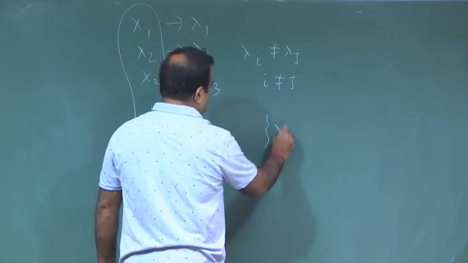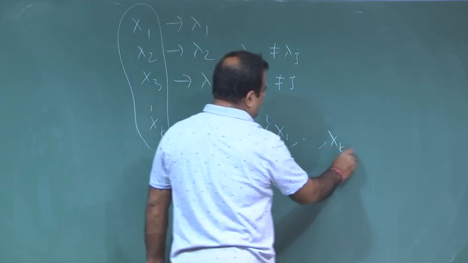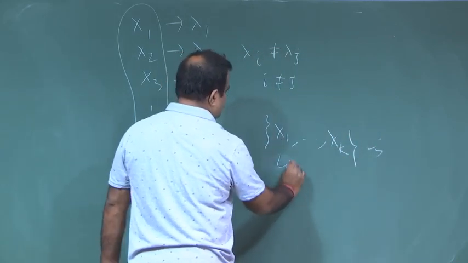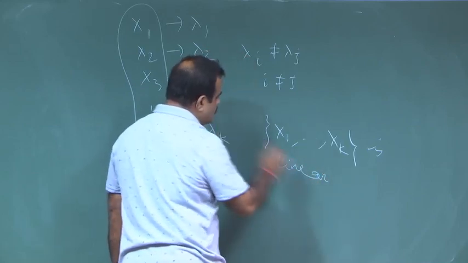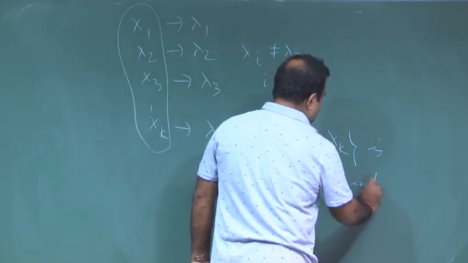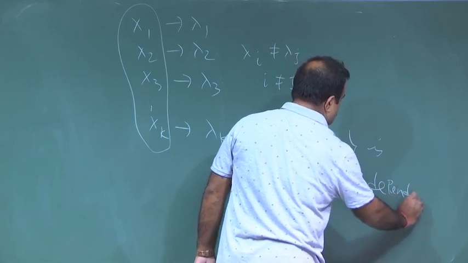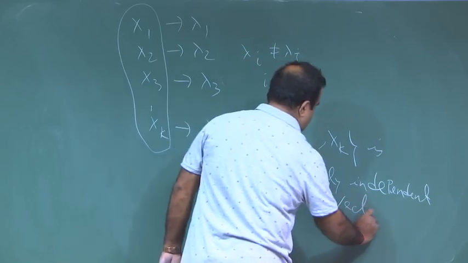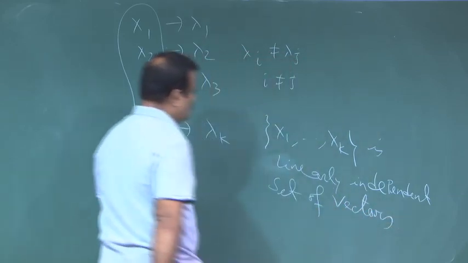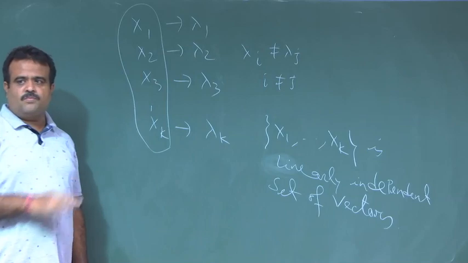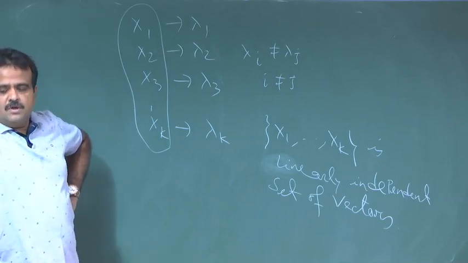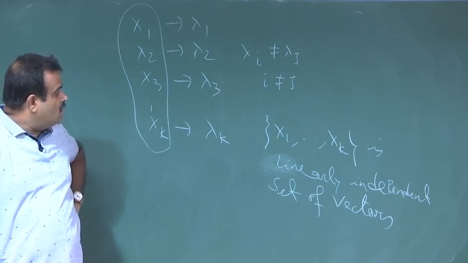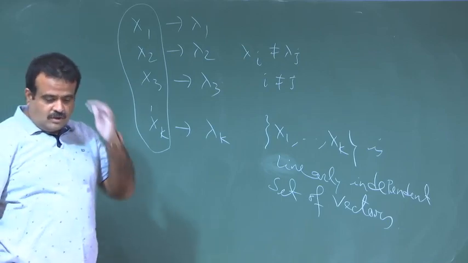Then this set is a linearly independent set of vectors. Okay. We proved it for 2, and we can extend it for more than 2 with the help of induction, an inductive proof. Okay. So now this is one observation.